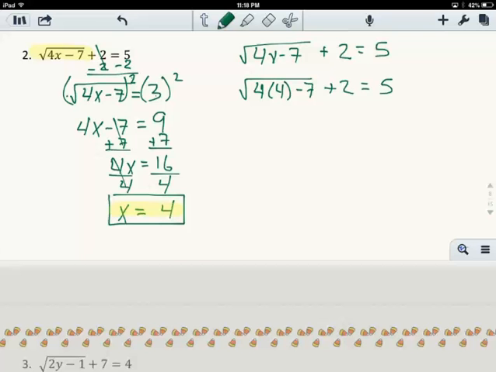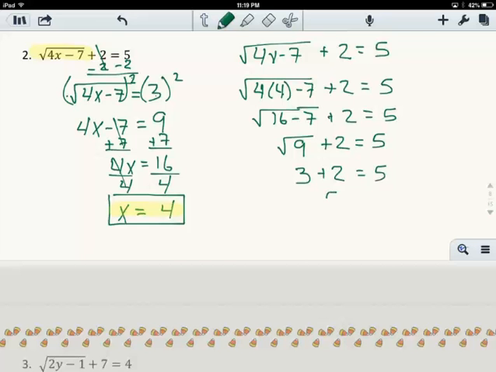4 times 4 is 16, so that's the square root of 16 minus 7, plus 2 on the outside, equals 5. 16 minus 7 is 9, so the square root of 9 plus 2 equals 5. The square root of 9 is 3, plus 2, and that means that 5 does in fact equal 5, and we are good to go.